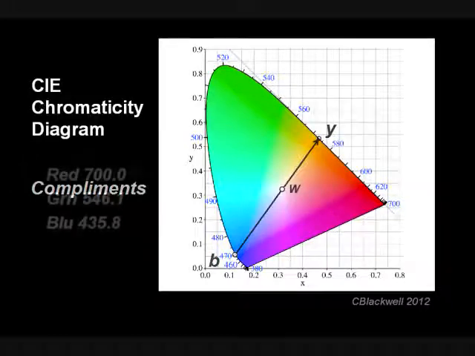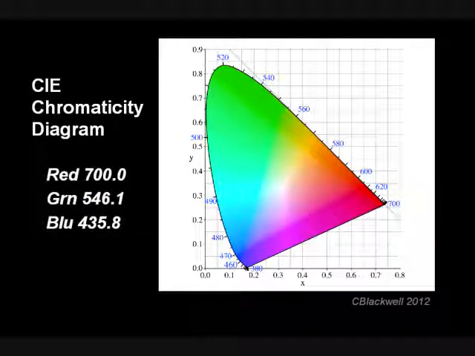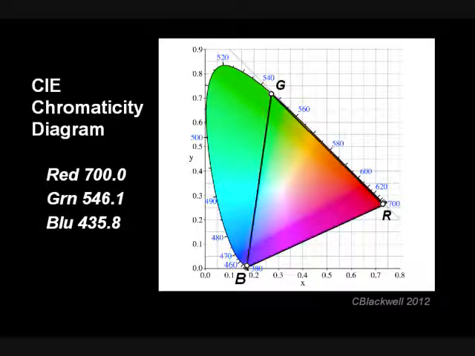Now let's go back and look at the primaries that were chosen to create the original color matches. The wavelengths were 700 nanometers for red, 546 for green, and 435 for blue. Connect those dots, and what do you have? The only colors that can be made using these primaries lie within this triangle. Take a moment and digest that thought.